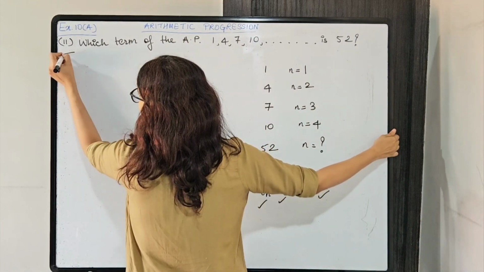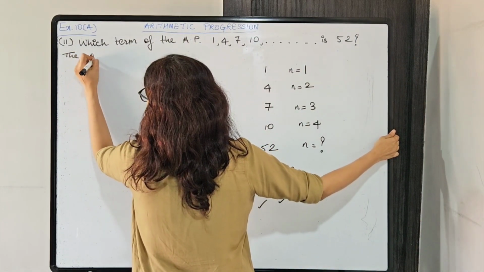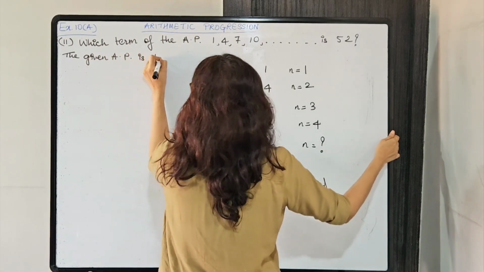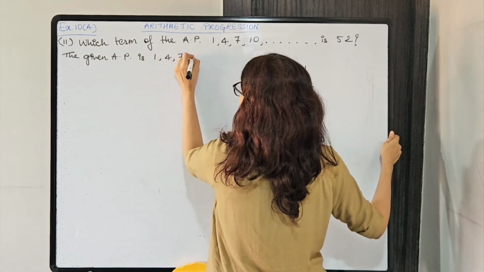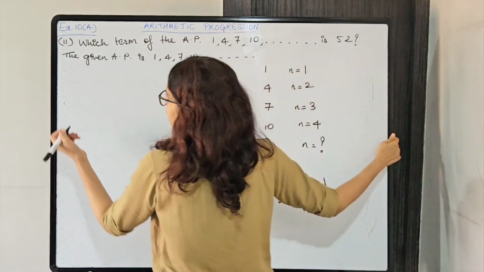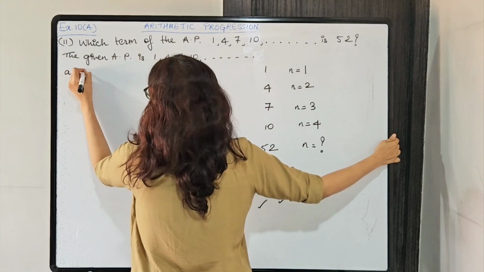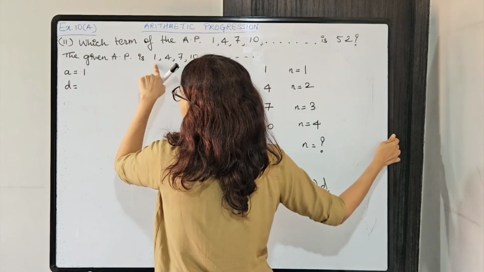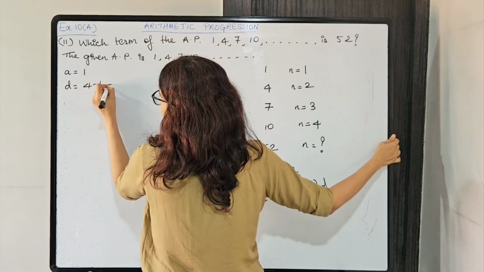Write down the AP first. The given AP is 1, 4, 7, 10 and so on. Okay. A and D find out करते हैं. A is first term, that is 1, and D is 4 minus 1, that is 3.